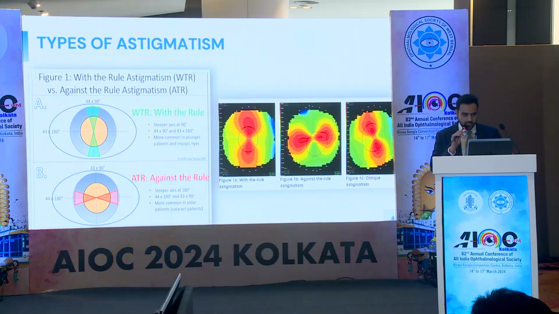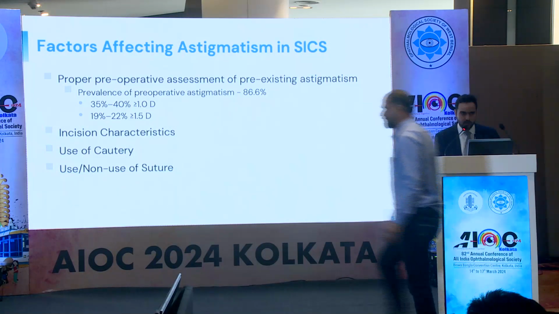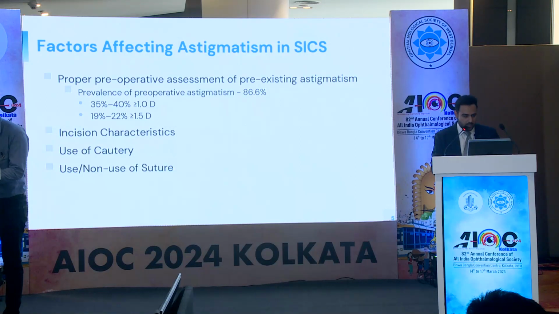So we'll go to the basics. The types of astigmatism, as we all know, are with the rule and against the rule. Against the rule is the one which we deal with in our patients when we are operating cataracts, because the older patients have against the rule astigmatism. So what are the factors affecting astigmatism in SICS? It is mainly incision characteristics, use of cautery, and use and non-use of suture. And we will deal with each of them later on.